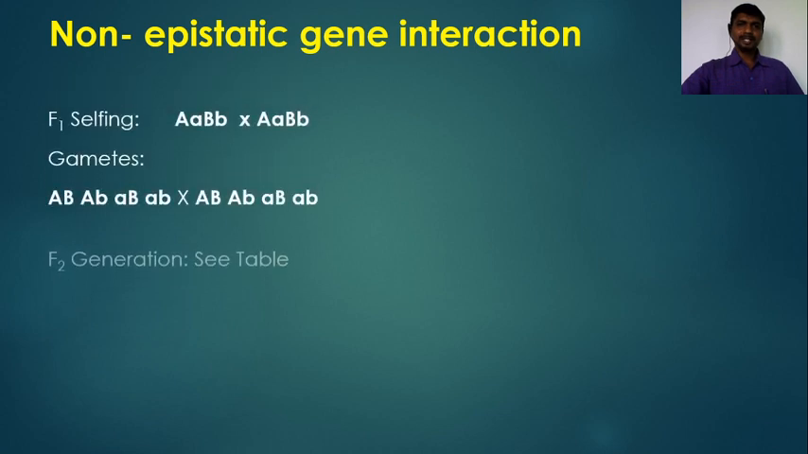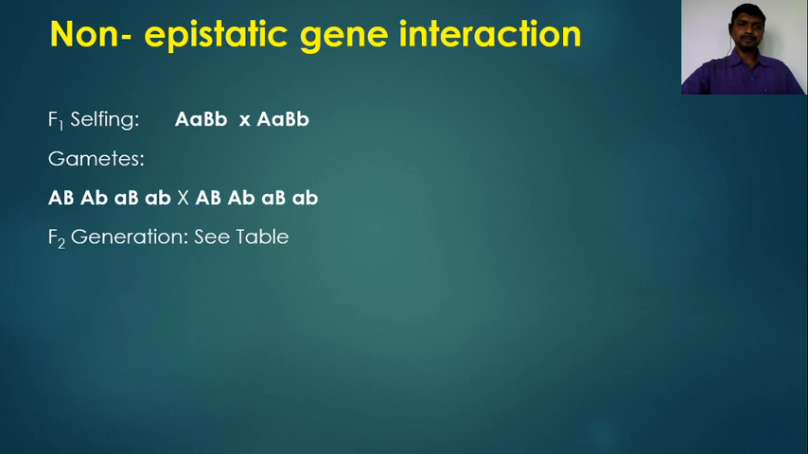So by selfing of F1 individuals, we get the gametes capital AB, capital A small b, small a capital B, and small ab. These gametes are fused with each other during the process of fertilization. It produces the F2 generation.